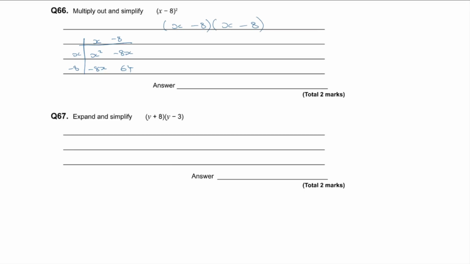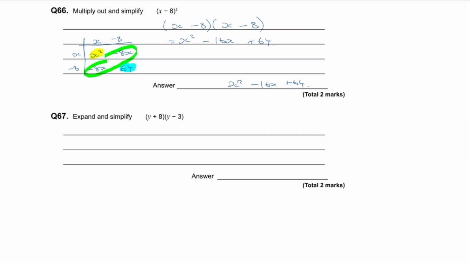Okay? Now in my grid, I've got three types of things. I've got a term in x squared, so that goes at the beginning, x squared. I've got two terms in x. I've got minus 8x and minus 8x. Add those together, that is minus 16x. And then finally, I've got the 64 at the end, plus 64. And that's my expanded form there. x squared minus 16x plus 64.